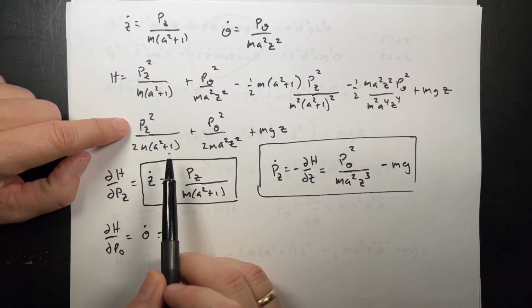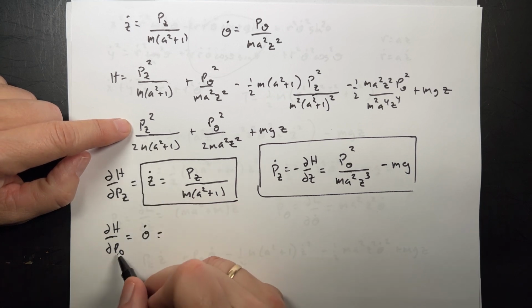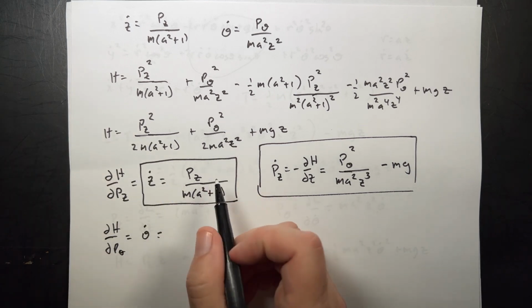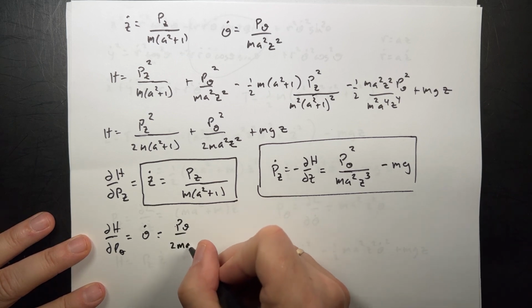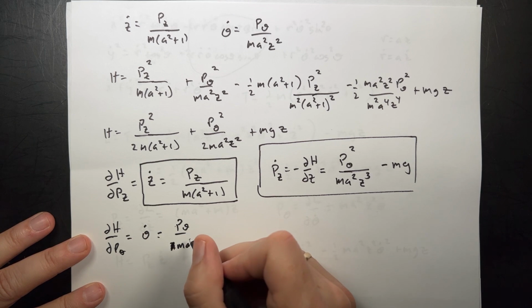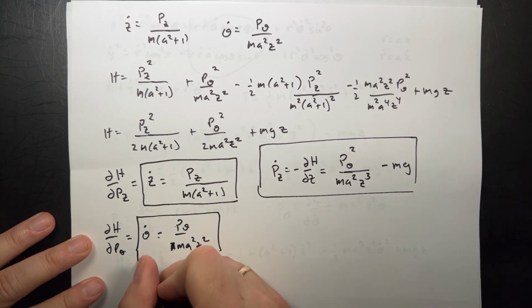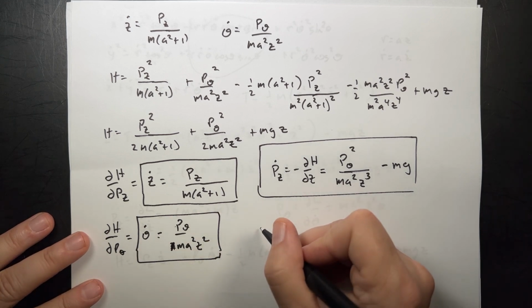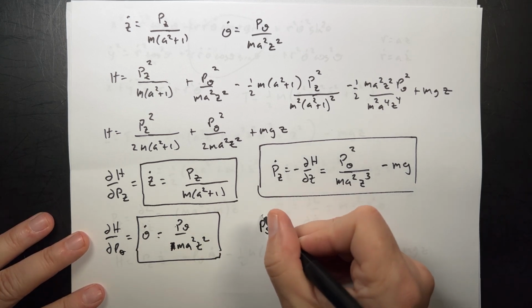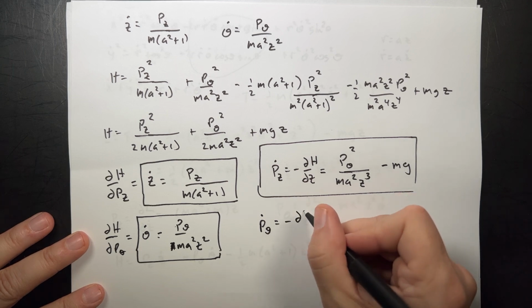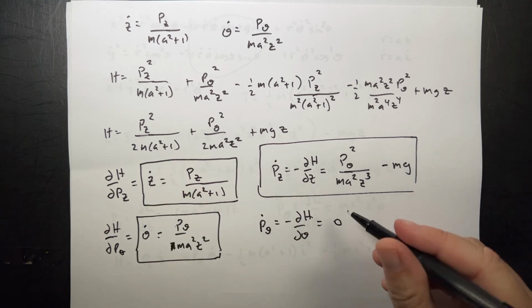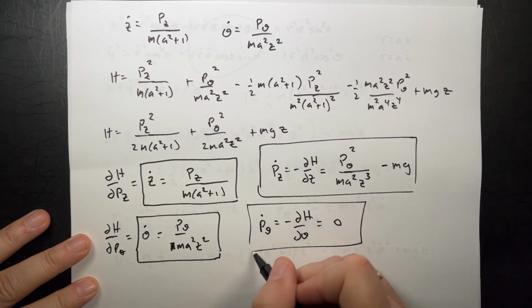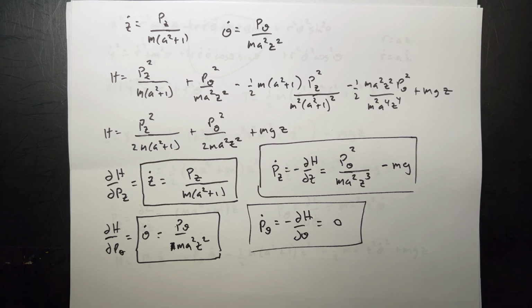So I'm up here. Theta, the partial with respect to p theta, that's theta dot. Here's my only p theta, so I get p theta over m a squared z squared, which is again my definition of theta dot, so that's not surprising. And then p theta dot is going to be equal to negative partial of H with respect to theta, which is 0. There are no thetas in there. That's important. That says p theta does not change.